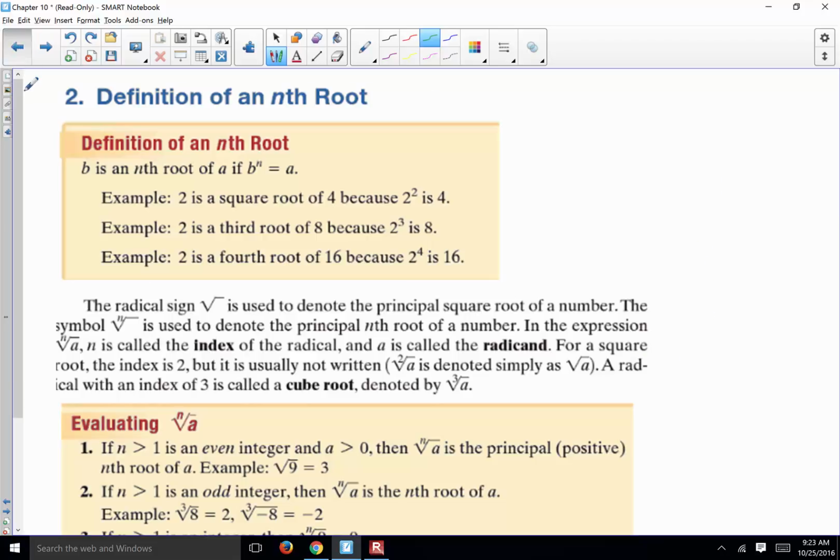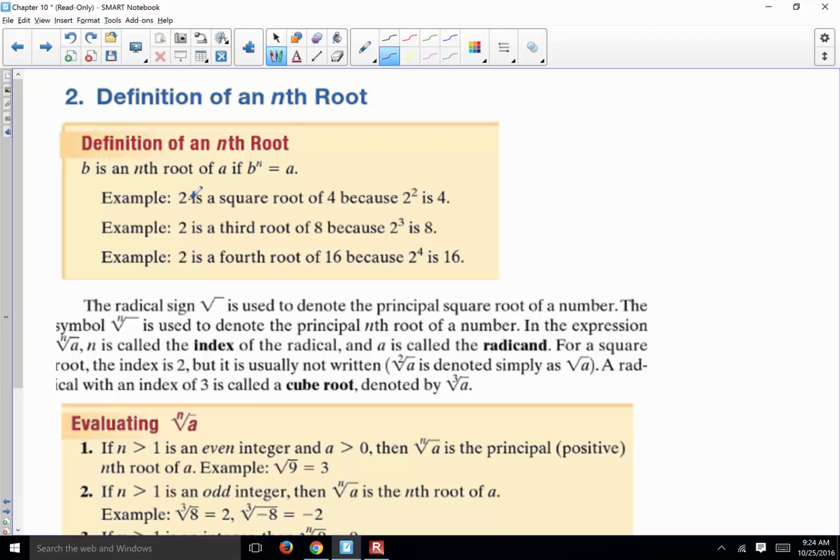Alright, do we always have square roots in this section? No. We may go higher. So, the nth root means you multiply a number n times by itself. Sometimes 3 times, sometimes 4 times, 5 times, 6 times. And you get a brand new number. And b is called the nth root of a if you multiply b n times by itself and obtain a.